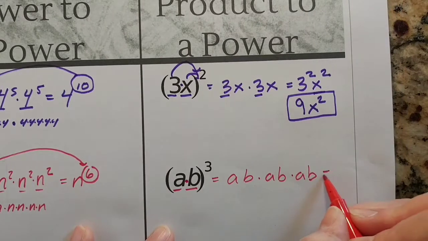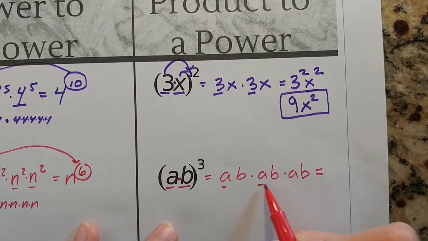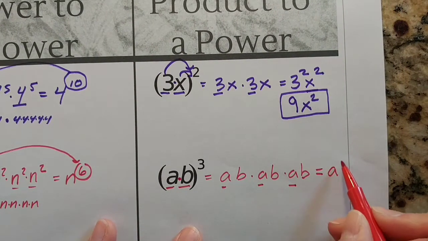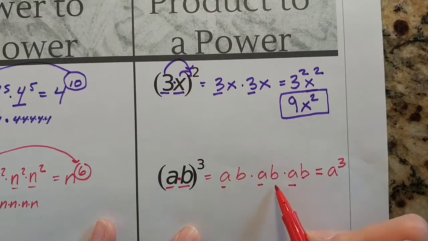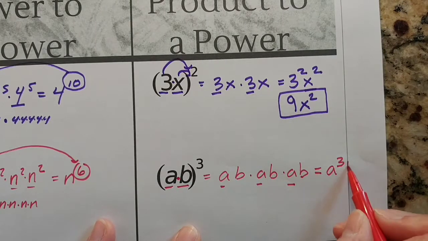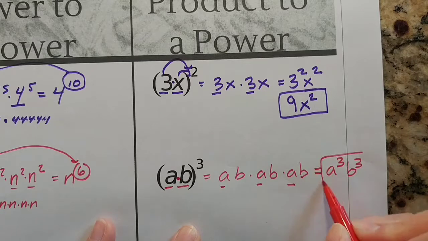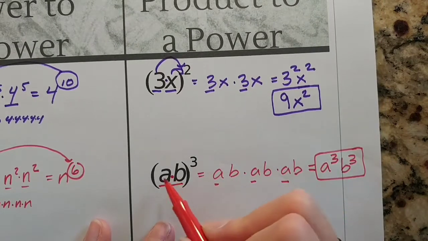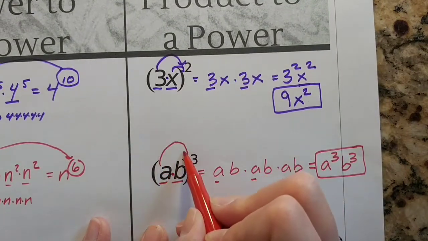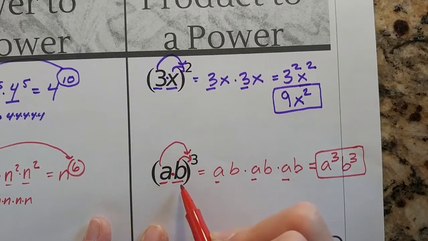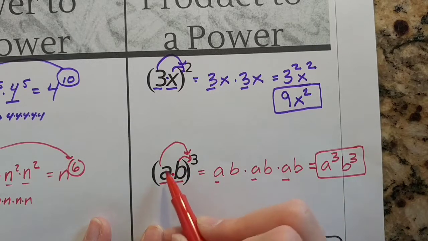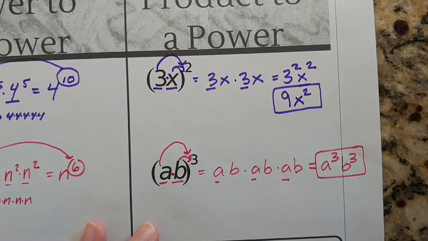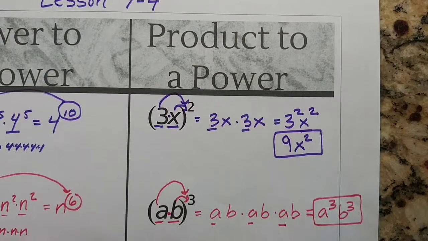Now if you take a look and see what we have here, a times a times a would be a to the 3rd power. And b times b times b would be b to the 3rd power as well. Now if you notice, both of the factors had to get raised to the 3rd power. They were both in the parentheses, and everything in the parentheses has to come up to the 3rd power. This is called product to a power.